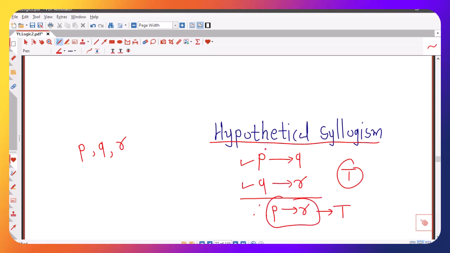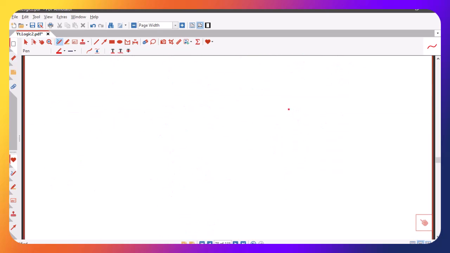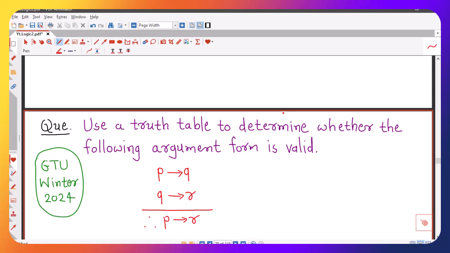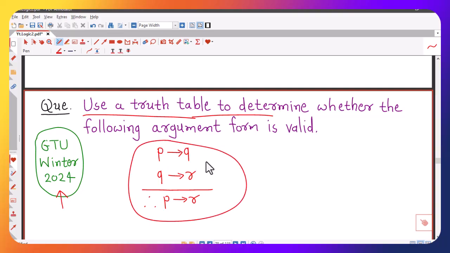So we are going to prove this rule of inference, known as hypothetical syllogism, using a truth table. They have asked to prove this rule of hypothetical syllogism in the GTU Winter 2024 exam. Here they have asked to prove that this argument form is valid using a truth table, and now we know that this is hypothetical syllogism, another important rule of inference which we are going to use in upcoming lectures to check the validity of arguments.